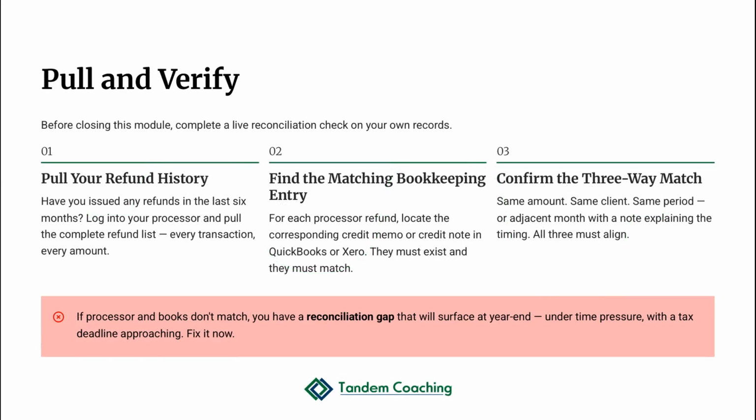Before you close the unit, run the verification on any historical refund you have processed, because the gap is easier to find now than at year end. Pull every refund issued in the last 6 months from your processor. For each one, find the matching credit memo in QuickBooks or Xero and the matching debit on the bank statement. Same client, same amount, same period, or an adjacent period with a documented note. Any refund where the 3 records do not line up is a reconciliation problem that will surface when the 1099-K arrives. Fix them now while you can still remember which client and which engagement.